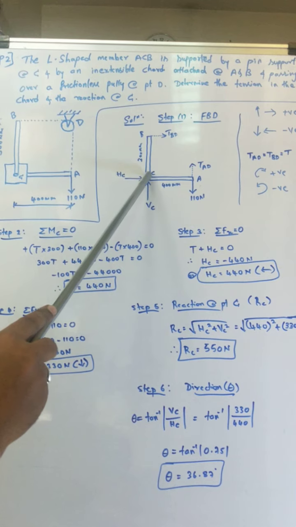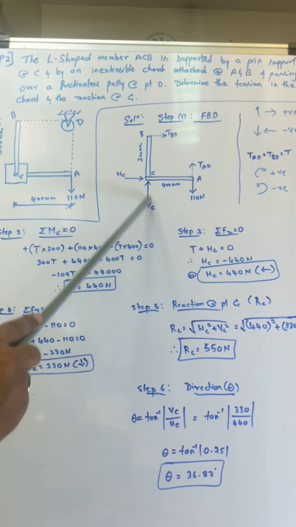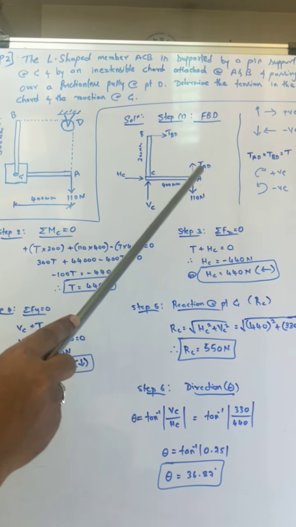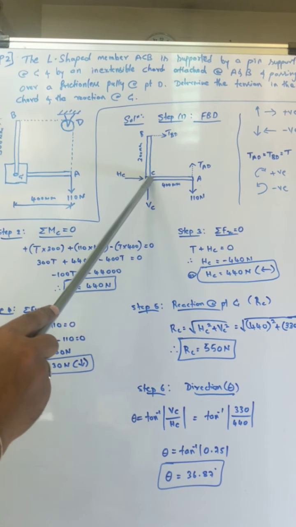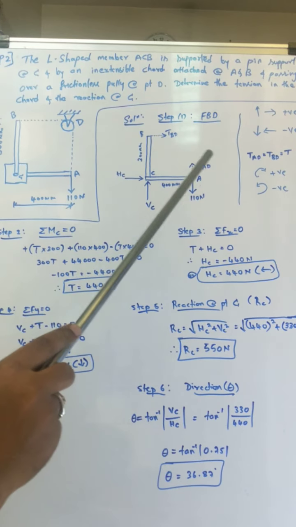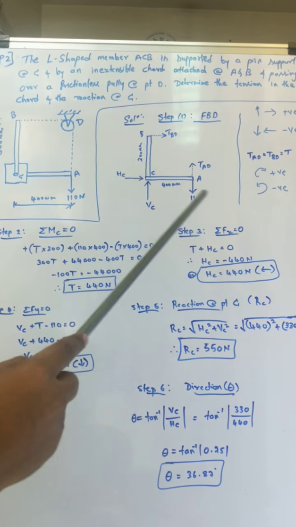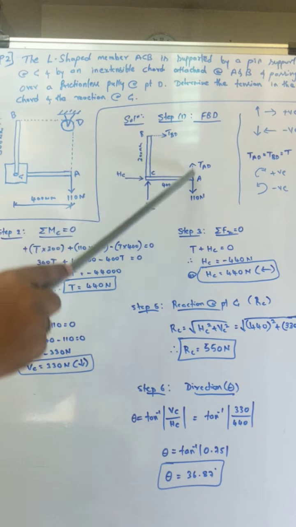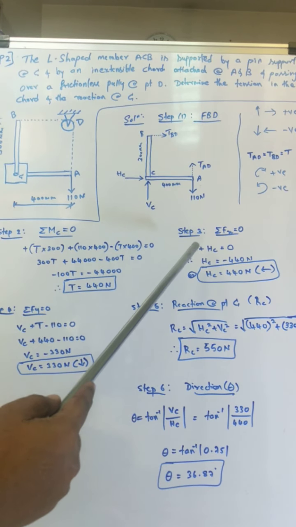Since the moment center is this point C, Xc is passing through C, so this force is gone. Vc is passing through C, this force is gone. All these concepts you already studied in the first unit itself. Okay? So now the remaining forces are TAD, 110 Newton, and TBD. Clear? TAD and TBD are nothing but T. These 3 forces we are going to use to write the moment.